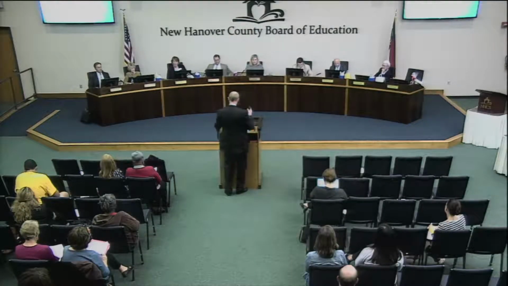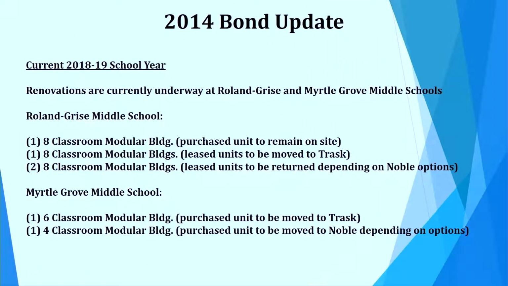Thank you. So along with the renovations, I wanted to look at modular units. As you can imagine, when you're doing renovations of this size on an existing campus, we have to find swing space. So as part of the projects at Myrtle Grove, we have provided one 6-classroom modular unit and one 4-classroom modular unit. And at Roland Grice, we have a total of 4 8-classroom modular buildings. Some of these are purchased, some are leased, and the reason for that is depending on the next year and the next use, after we're done with them at Roland Grice and Myrtle Grove, we'll transition them to Noble and Trask.